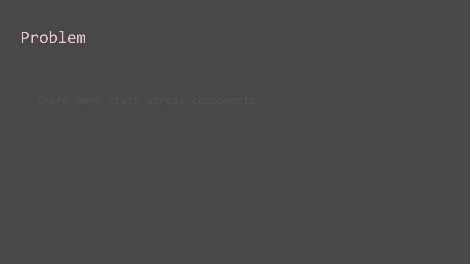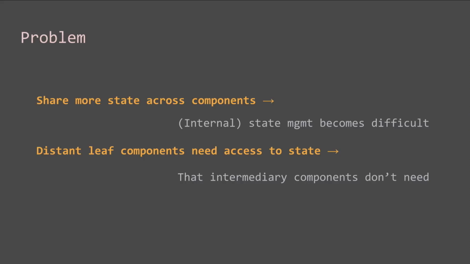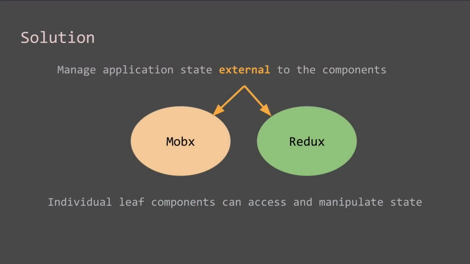The problems you would run into is, as you start to share more and more state across components, this is when the internal state management becomes difficult. Or when you start to see that your distant leaf components need access to state that intermediate components don't need, and you're passing down props like 5 different levels, then maybe you should consider Mobx or Redux. That's when we want to pull our state out of the components into an external library like Mobx or Redux. And that way, the individual leaf components can access and manipulate state on their own.